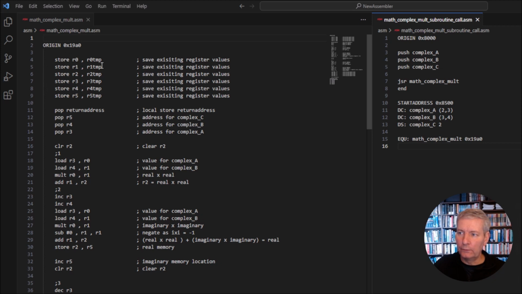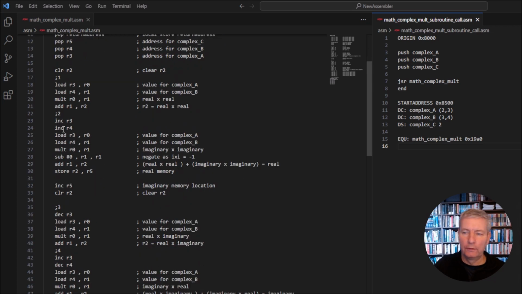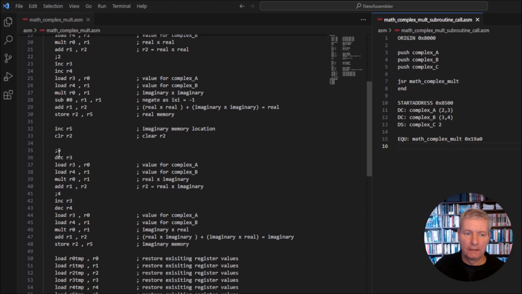In here we store the values for the registers, we pop the return address, and then we pop complex C, B and A into registers 5, 4 and 3. We then clear off register 2 because it could potentially have a value in it. And we work through these 4 options. So you can see here option 1, and then we've got 2, and then 3, and then 4.